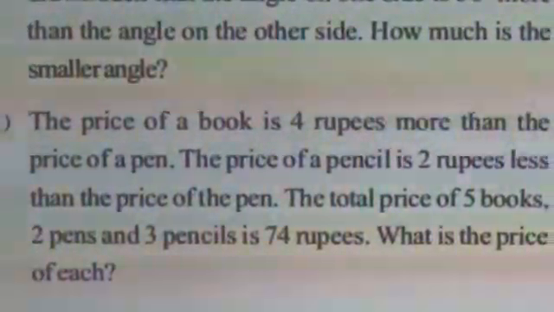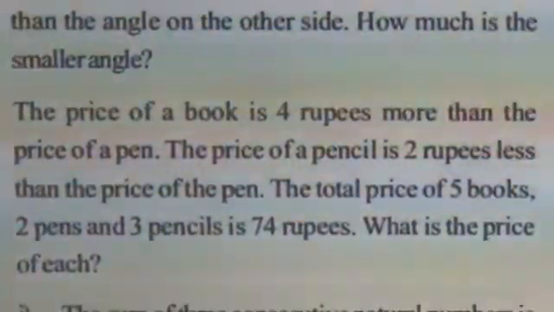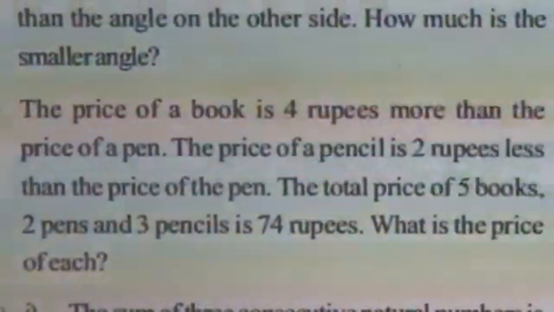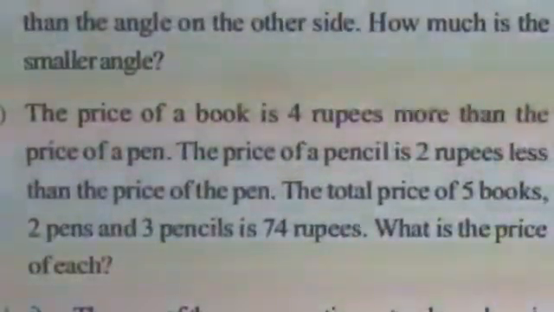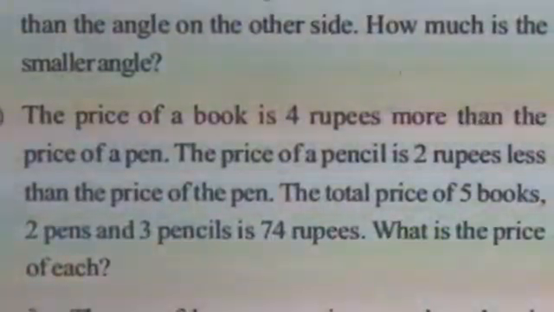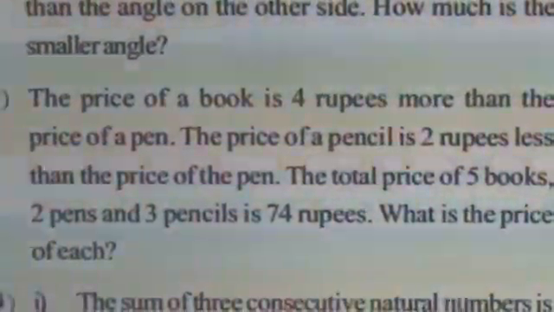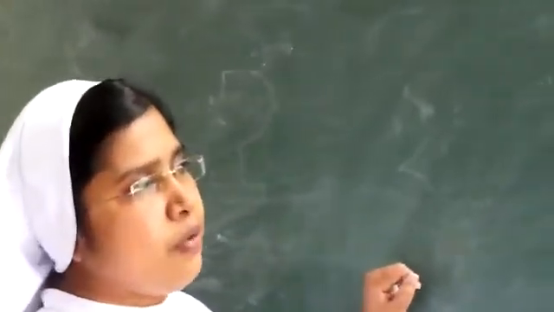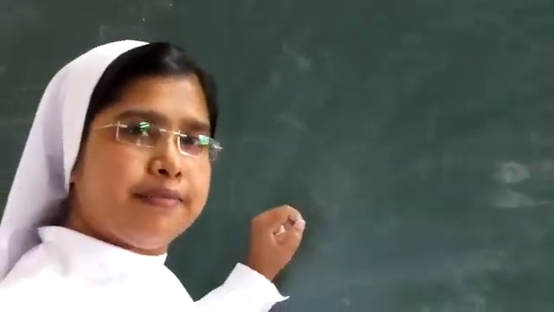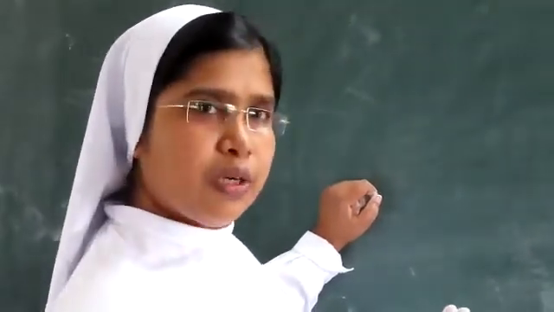See, instead of saying the price of one book or one pencil or one pen, what are they saying? The price of a book is 4 rupees more than the price of a pen. The price of a pencil is 2 rupees less than the price of the pen. Okay, now I hope you have understood the question. See, now everything is depending on the price of the pen. What is the price of the pen? The price of the pen is not given to us.